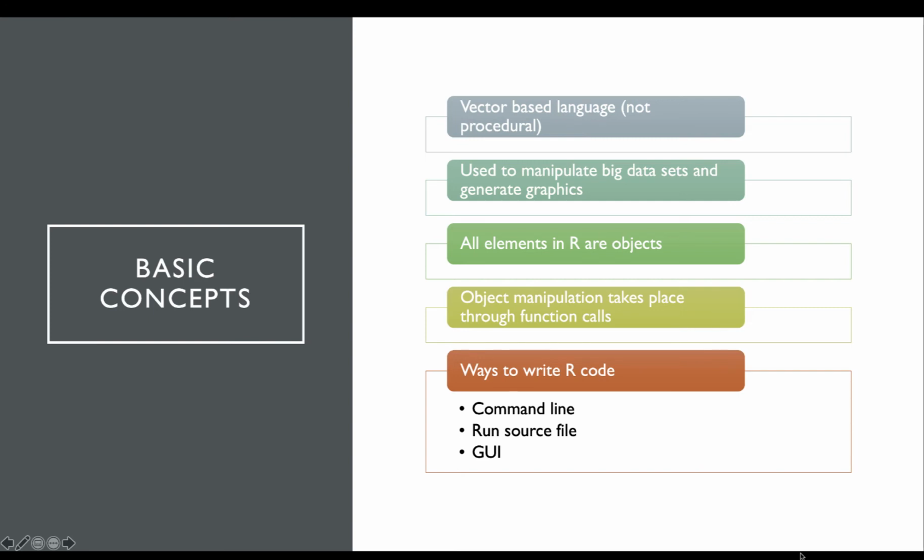There are a variety of ways that one can write R code. One can write R code at the command line. One can write R code by running a source file that holds the R script, or one can use a graphical user interface to run R code.